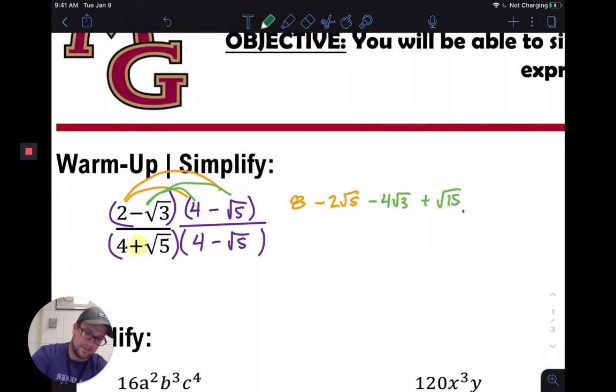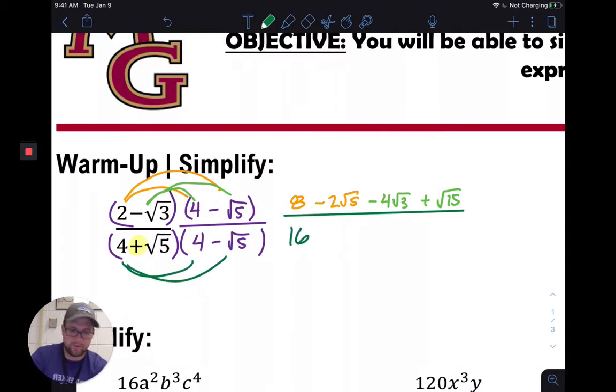Jump into the bottom now. 4 times 4 will be 16. 4 times a negative square root of 5 will be a minus 4 square roots of 5. Positive square root of 5 times 4 will be 4 square roots of 5. And square root of 5 times negative square root of 5 is a minus square root of 25.